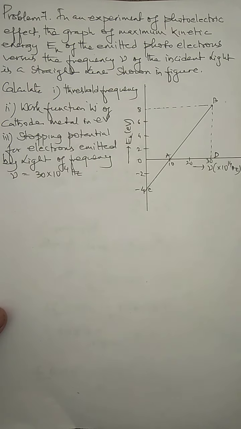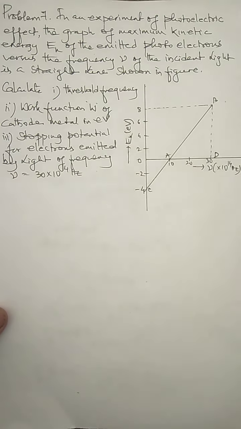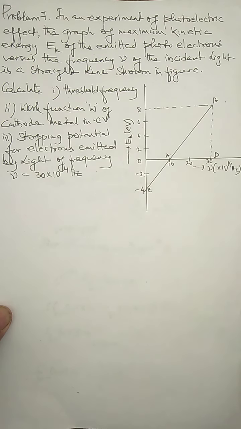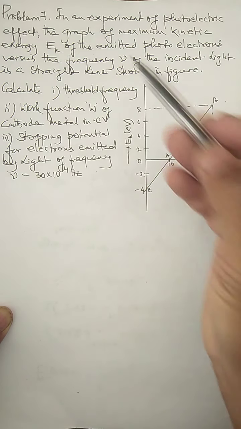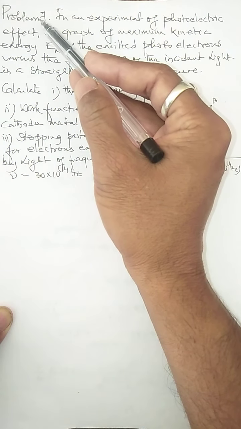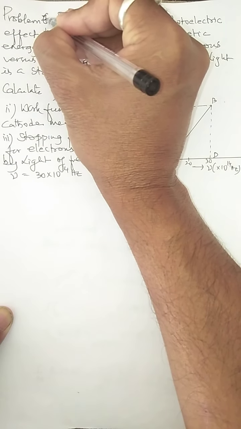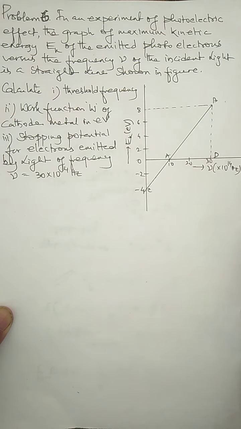Alright dear children, now let's do the next question, the last numerical problem from this chapter, photoelectric effect. This is a problem based on a graph, one of the important graphs explained by Hertz and Lenard to explain the phenomenon called photoelectric effect. This is problem number 6. In the last YouTube video we did problem number 5.